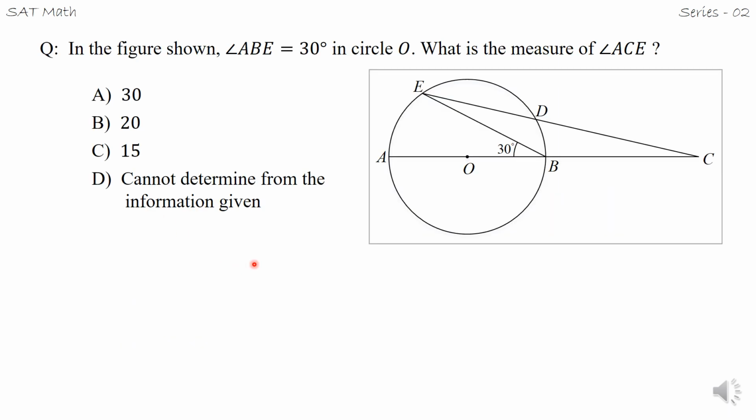Okay, this question is also related to circles. Here angle ABE is given as 30 degrees, and we need to find the measure of angle ACE, this angle.